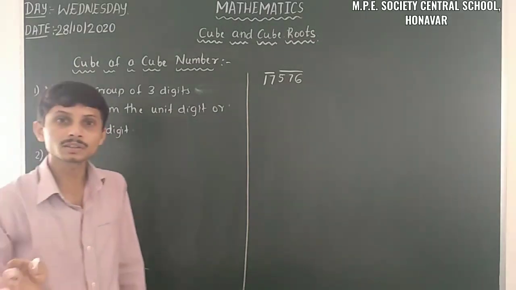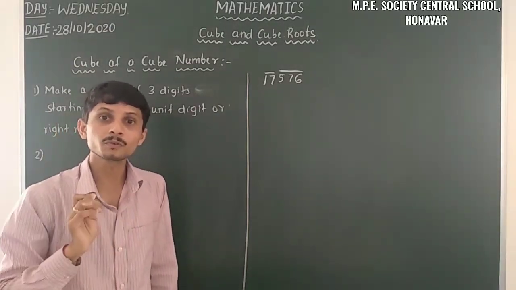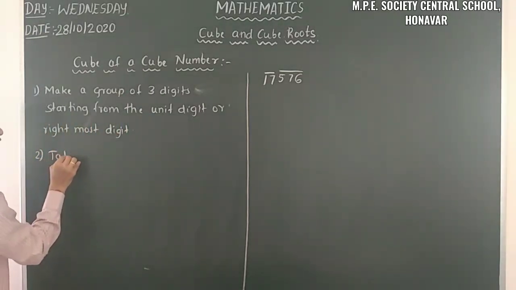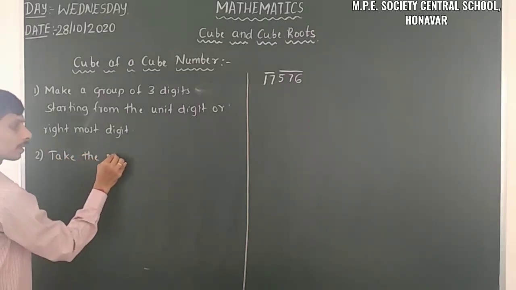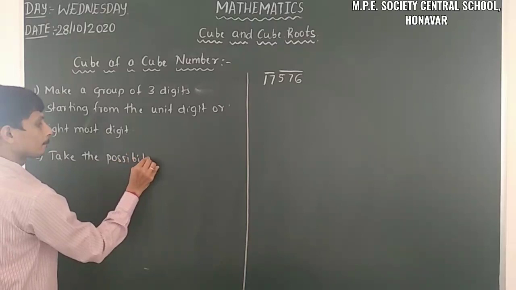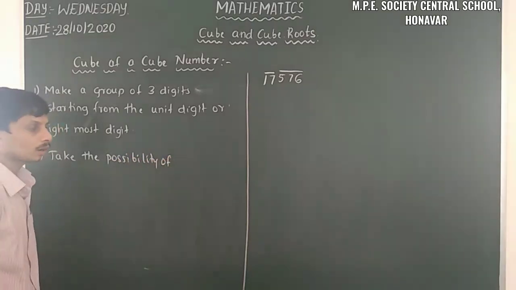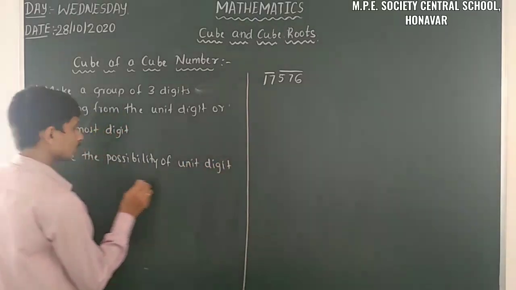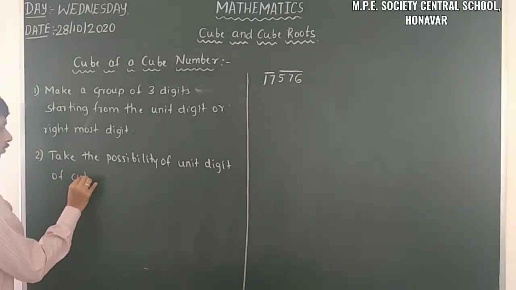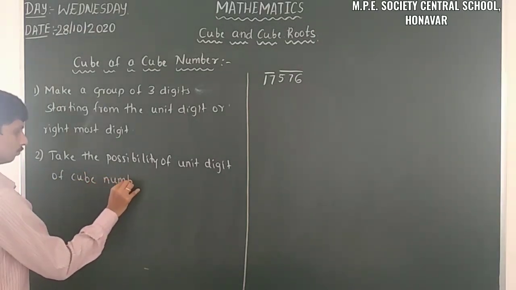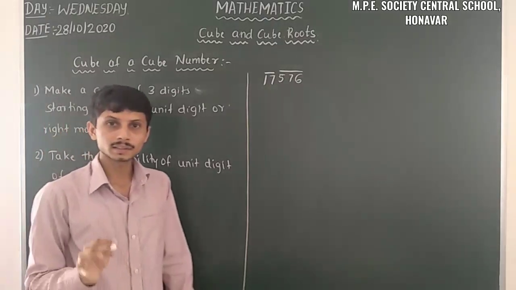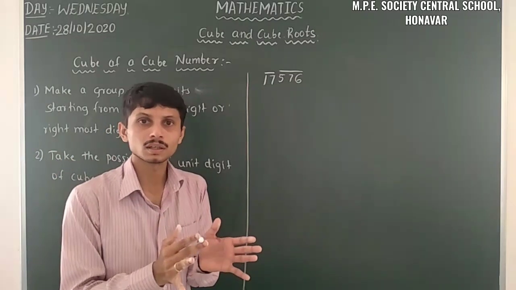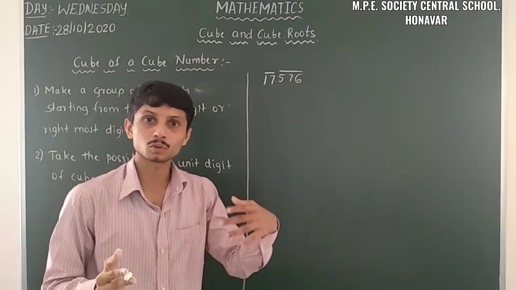You have to find out the possible unit digit of a cube number. That is, take the possibility of the unit digit of a cube number. Yes, I think you know that one. That is when we calculate the cube of some numbers, 1 cube is equal to 1.